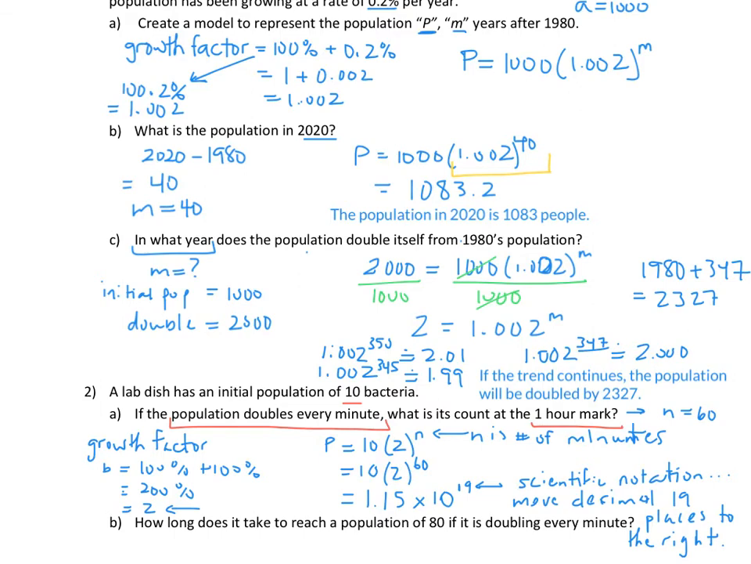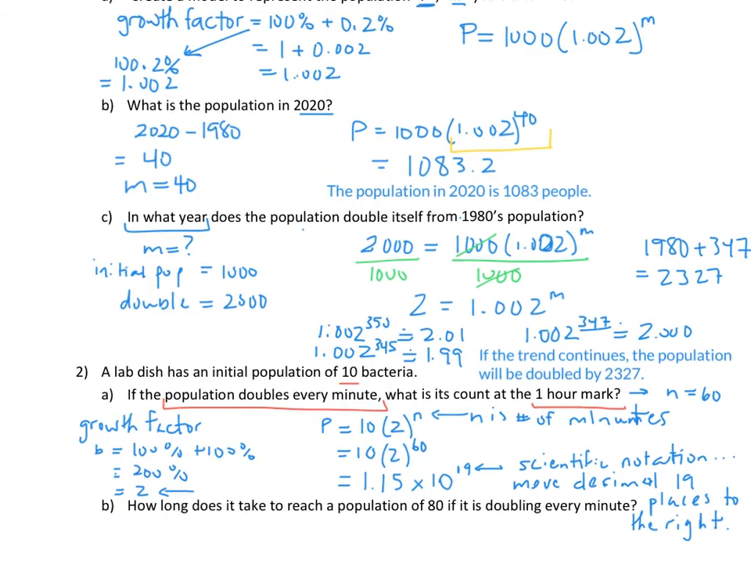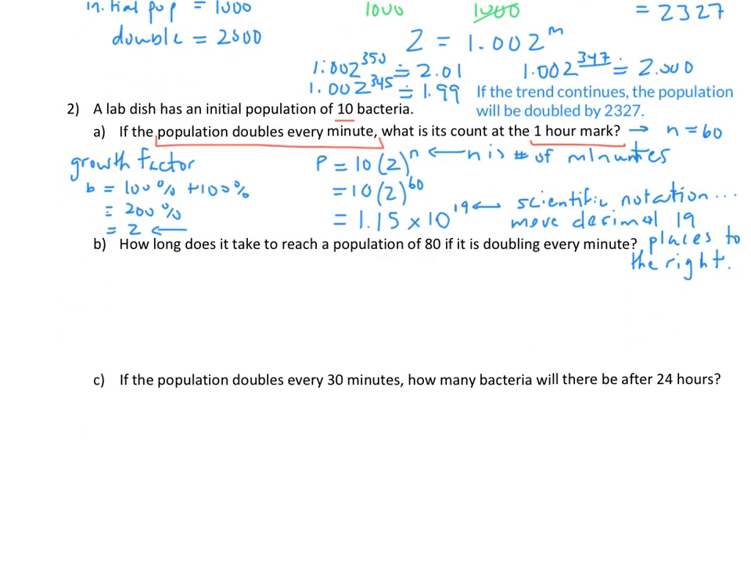All right, our next part here. How long does it take the population to reach 80 if it's doubling every minute? Again, we're going to use just a guess and check to solve for this, but we're going to take that population equation. So population equals 10 times 2 to the n. We're going to put 80 in for the actual population.